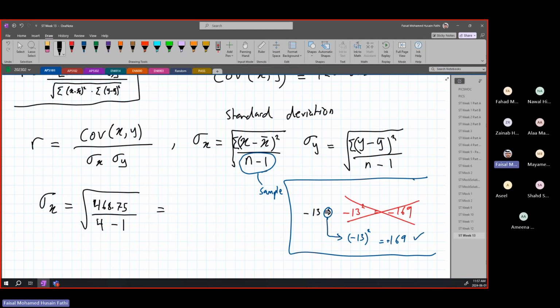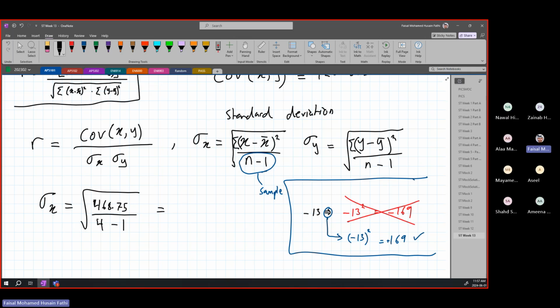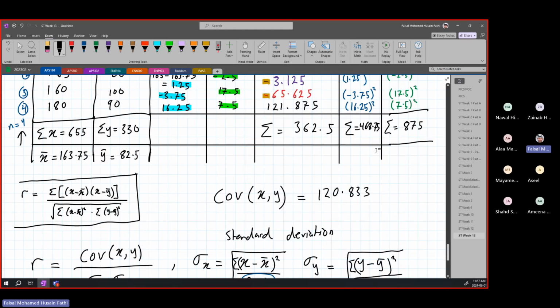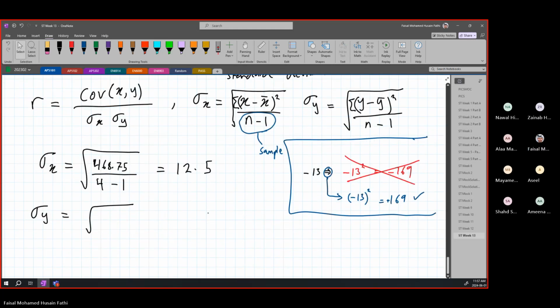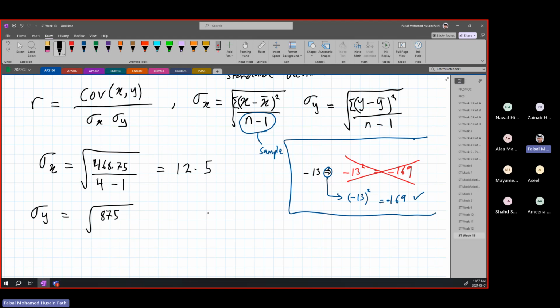We put this into the calculator, 468.75 divided by 3, all under the square root, we get 12.5. So this is our sigma x. We will do the same thing for sigma y. It is equal to the square root of 875 divided by 4 minus 1, which is square root of 875 over 4 minus 1. It is going to be 17.08.